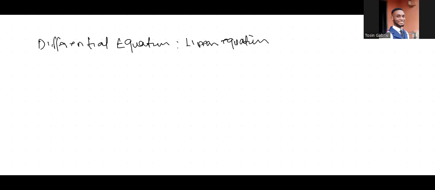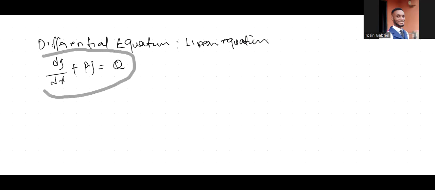So, anytime you're solving a differential equation and you have it in this form, dy dx plus py equals q, then you should know that this is a linear equation, and you have a method for solving it.